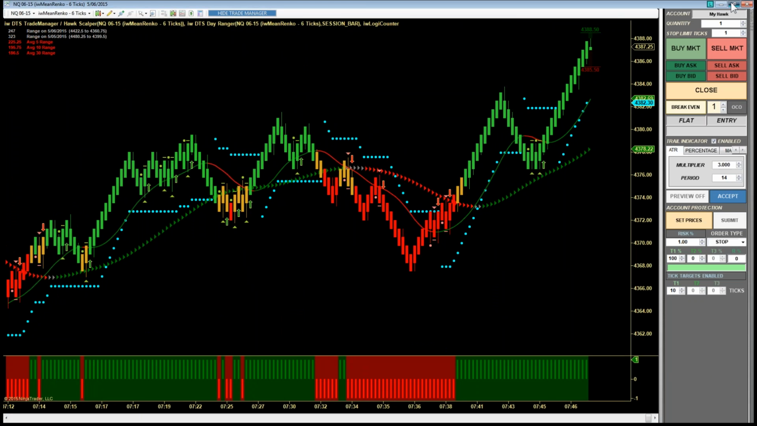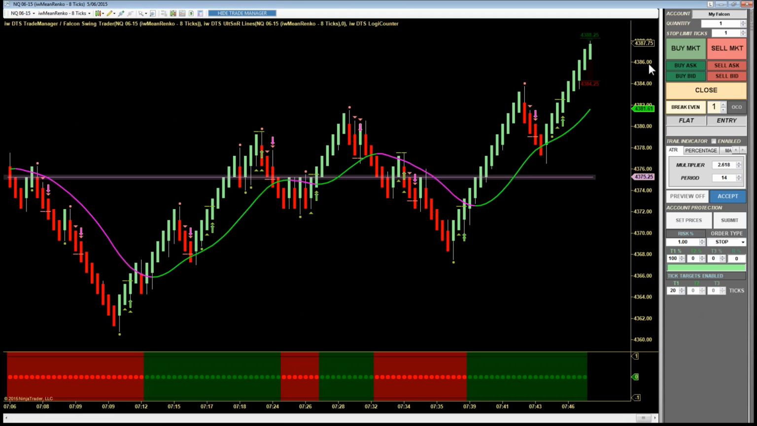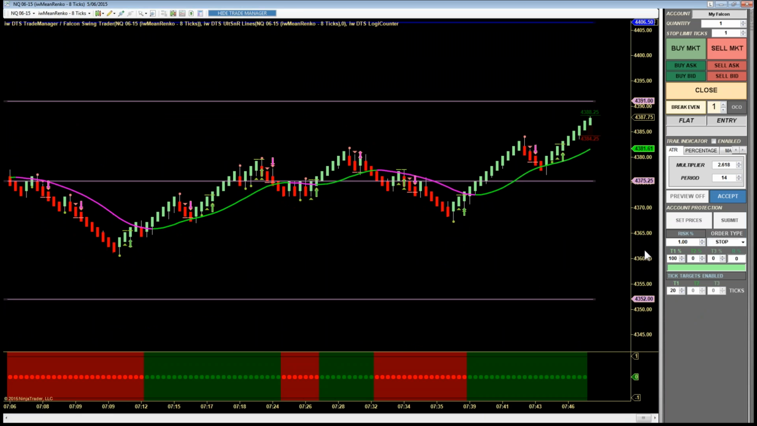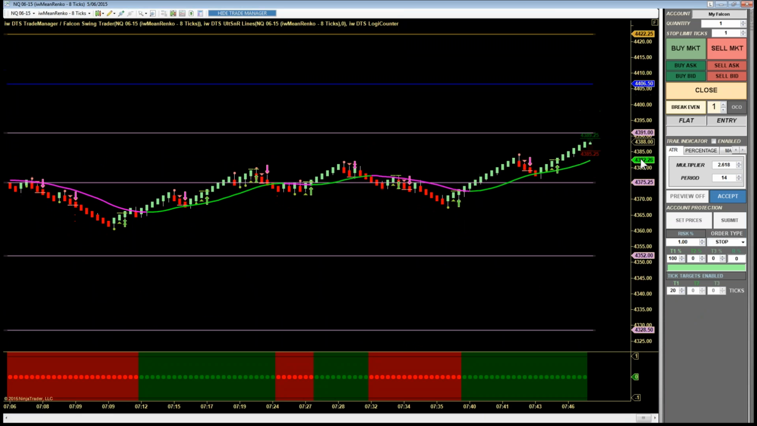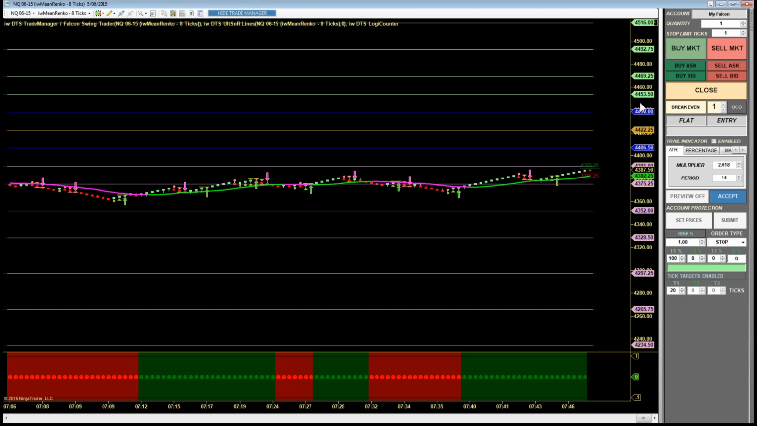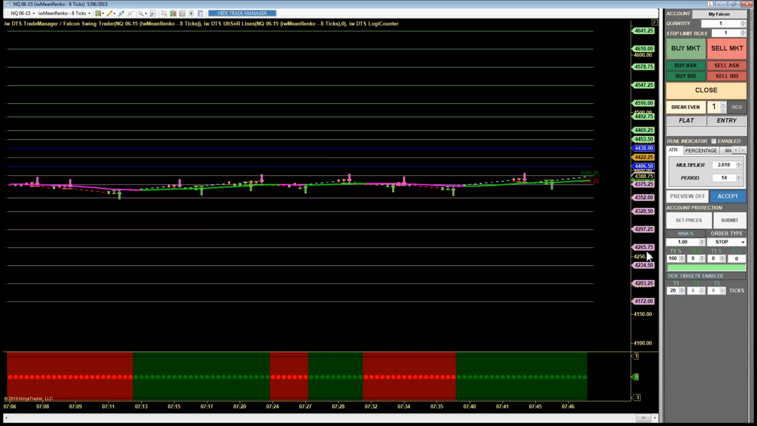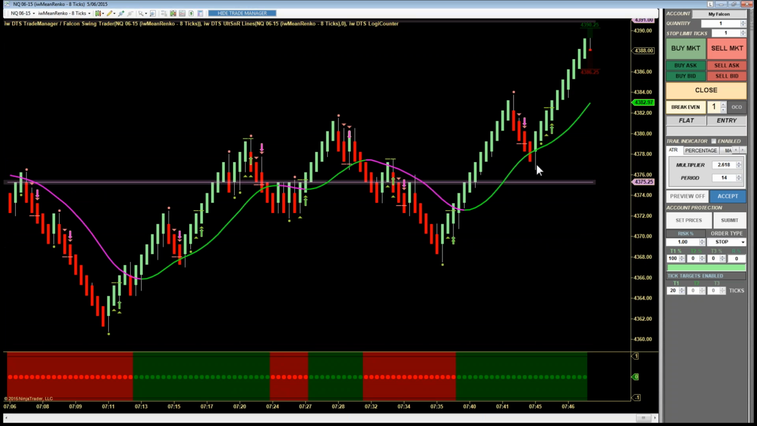Now, Bob was also asking about the support and resistance suite. The support and resistance suite is an assortment of 21 support and resistance lines. No, these are not pivot points. No, these are not Fibonacci retracements. If they happen to coincide with one, it is a coincidence.